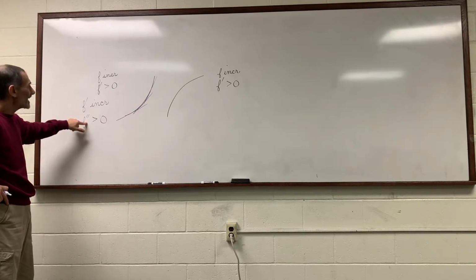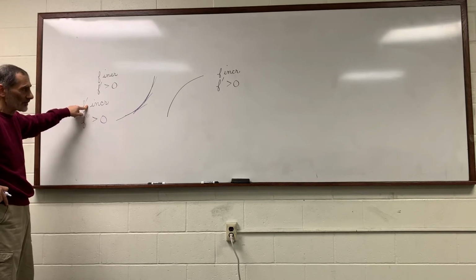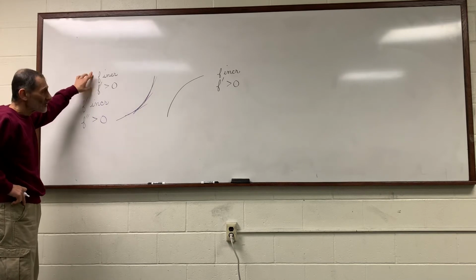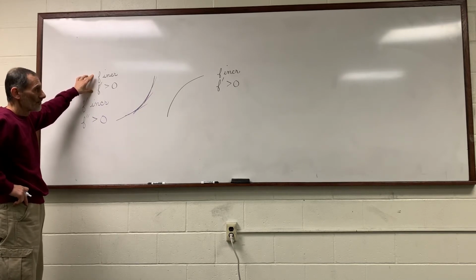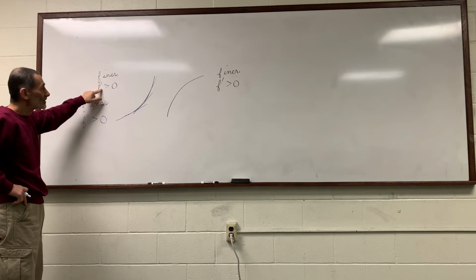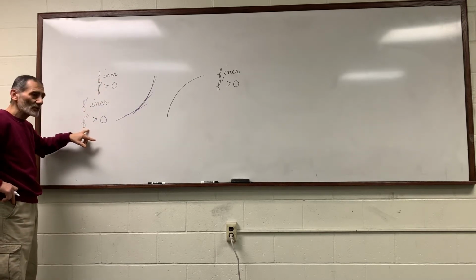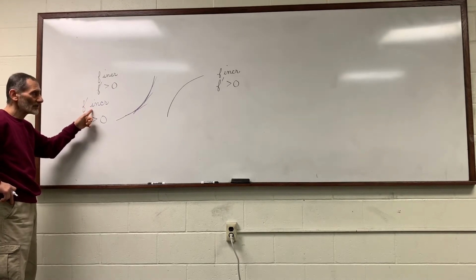So you see, there is a direct analogy here. What the second derivative tells us about the first derivative is analogous to what the first derivative tells us about the function itself. When the first derivative is positive, the function is increasing. When the second derivative is positive, the first derivative is increasing.